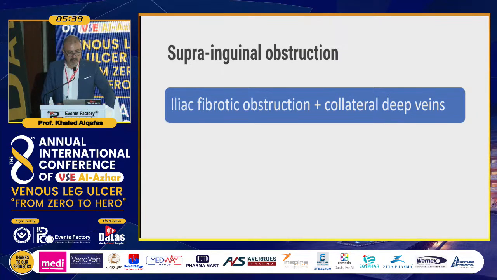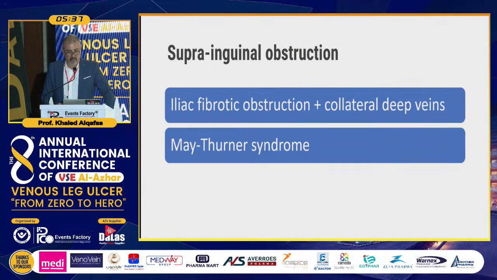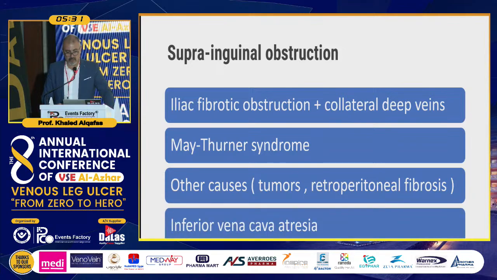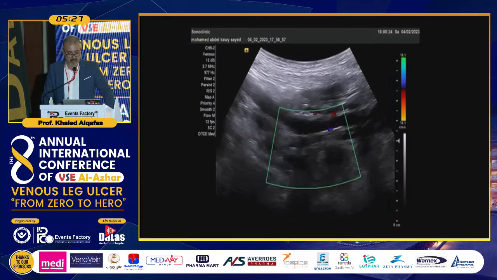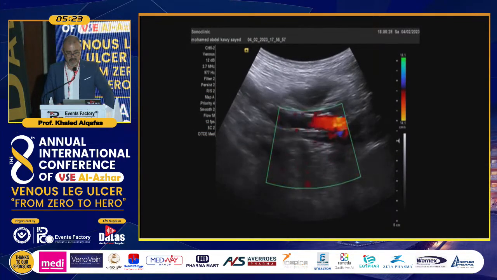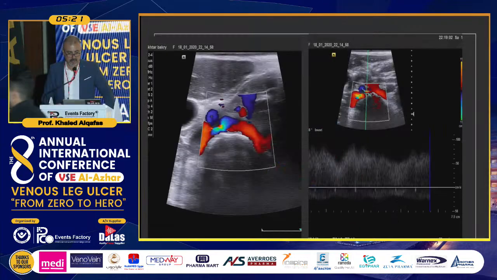We also assess the suprainguinal obstruction as iliac fibrotic obstruction or external compression as in May-Turner syndrome, other causes as tumors, retroperitoneal fibrosis, and very rarely we can detect inferior vena cava atresia. Here's an ultrasound image showing total obstruction of the external iliac vein by fibrotic thrombi. Also, we can see here on the left side of the screen, compression by the common iliac artery on the vein, May-Turner syndrome.